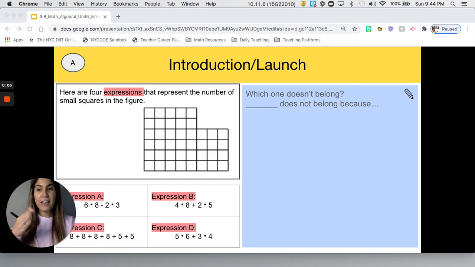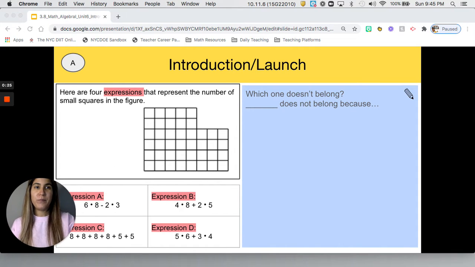In this lesson and upcoming lessons, you will be analyzing different patterns and thinking critically about these. We are going to work together on the introduction launch slide of this lesson to problem solve how we can approach these types of questions.